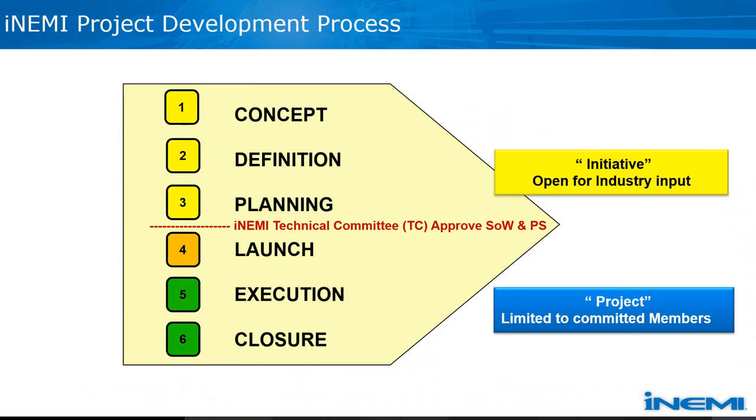This is the iNEMI new project development process. There are 6 steps. Steps 1 to 3 are open to industry, and anyone can propose or suggest a new concept for collaboration opportunities. Then we move to the next step, definition and planning. The initiative team will develop and document the SOW and the PS. After the iNEMI technical committee approves the concept initiative, we move to the next step, launch, execution, and closure.